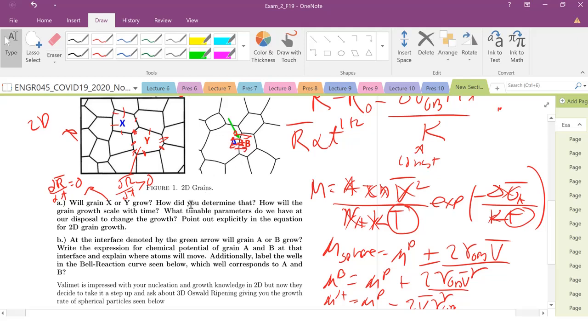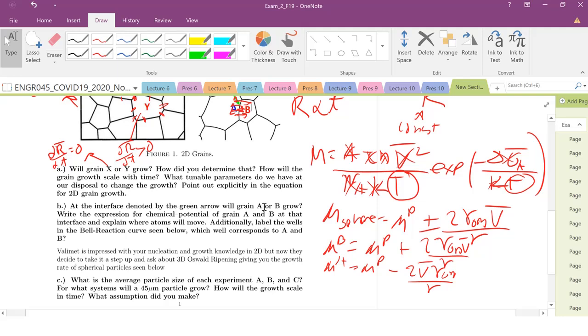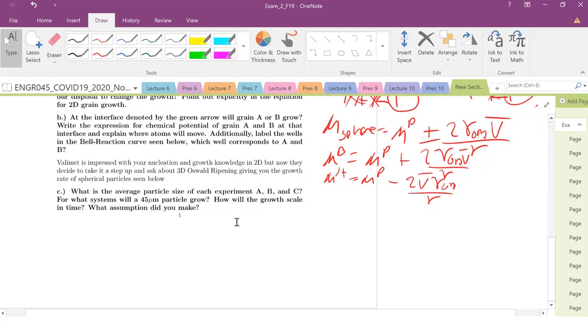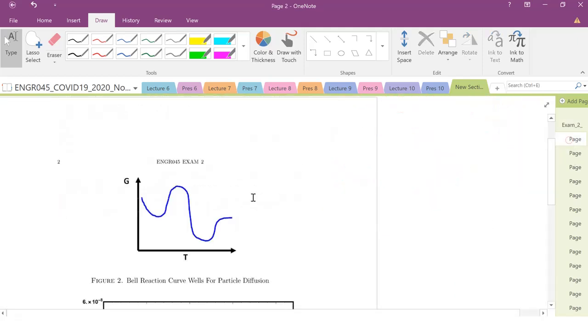So that's it. Will A or B grow? We've got the expression for chemical potential, and we explained the driving force: moving from high chemical potential to low chemical potential based on curvature. And then it says, additionally label the wells in the Bell reaction curve shown below, which corresponds to A and B. So let's go to the next page.